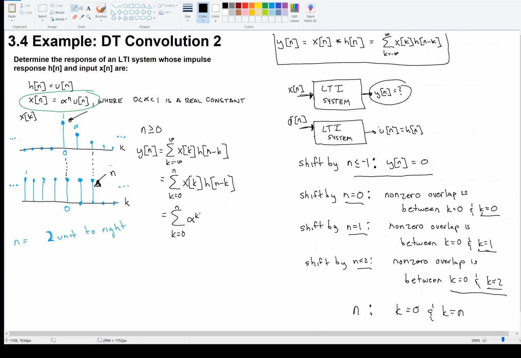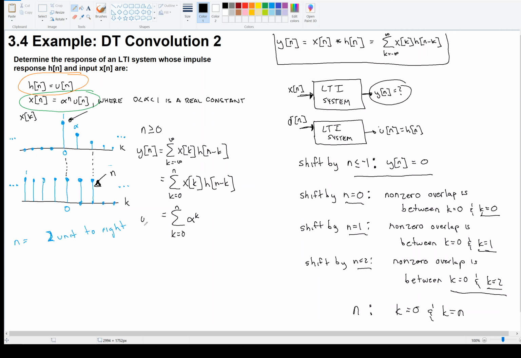Okay, next I have in my sum h of n minus k. So here's the mathematical equation for h. And I know again that in this region, the unit step is either 1 or 0, and we're dealing with the non-zero part of this. So the unit step is just 1, and I'm just going to drop it. It's 1.